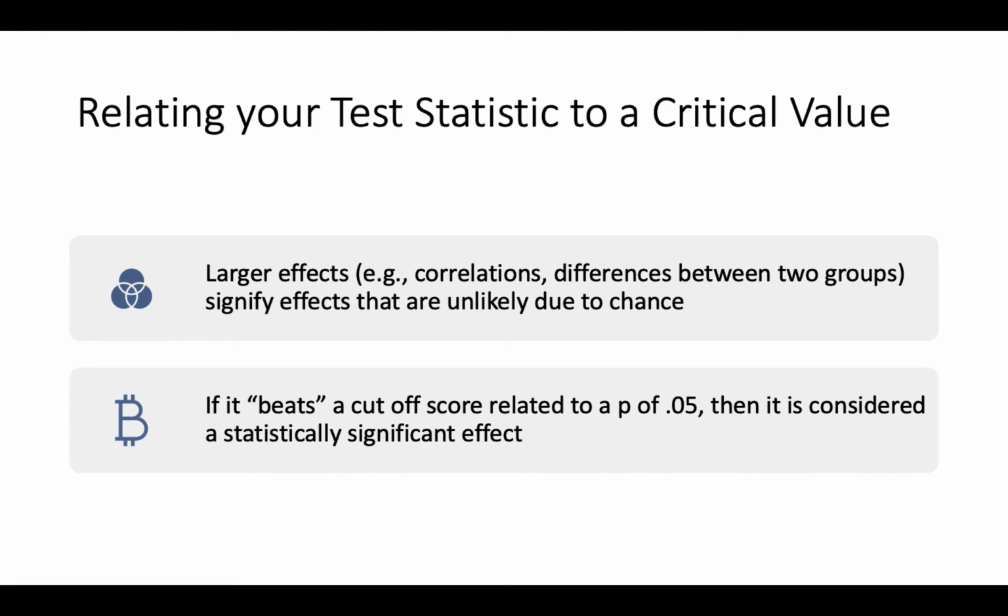So, relating your test statistic to a critical value. The larger your effect, and this could be a large correlation or a large difference between two groups, this large effect typically signifies that your effects are unlikely due to chance. If your effect beats a cutoff score related to a probability value of 0.05, then it is considered to be statistically significant, okay?